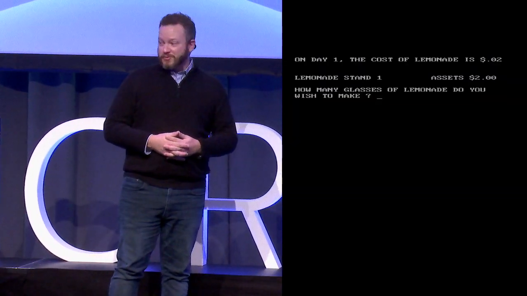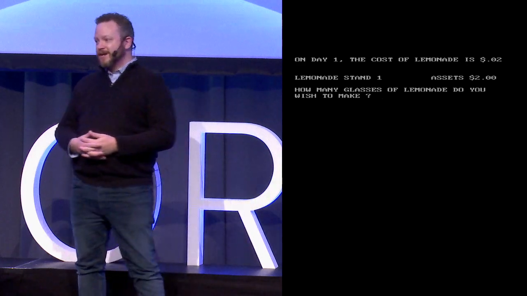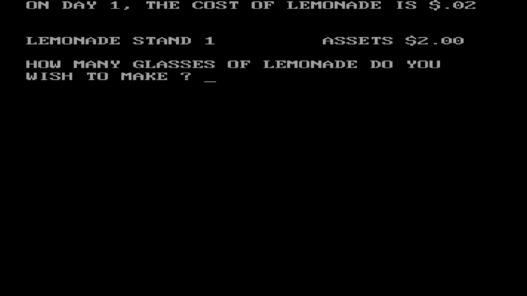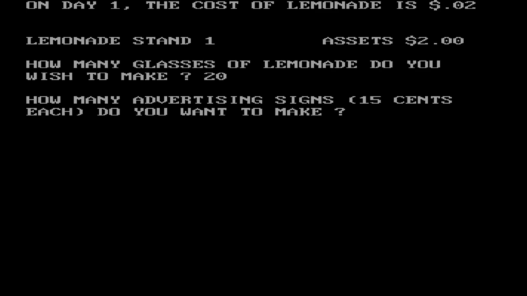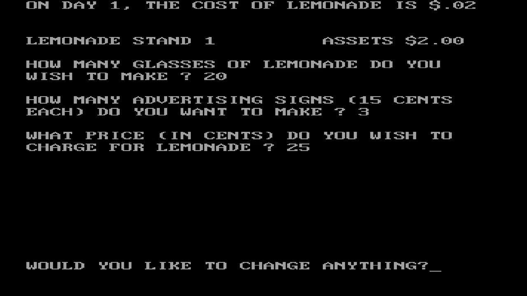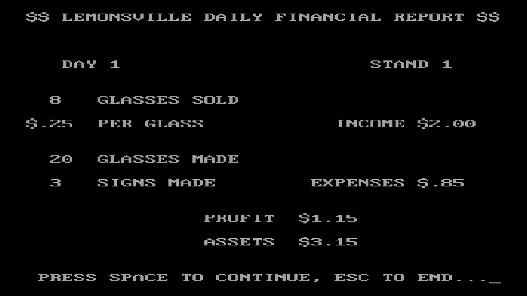So we got a quick weather report there, and we're asked: lemonade stand 1, assets $2, day 1, cost of lemonade is 2 cents. How many glasses do we want to make? We'll go for 20 glasses. How many advertising signs? Well, like in Stranger Things, when they ride their bikes around the neighborhood, we can post maybe 3 signs on some telephone poles or trees around the neighborhood. And what price in cents? Thinking about the economy back in 1979, 25 cents was probably expensive, but we'll go with that, and we're not going to change anything.